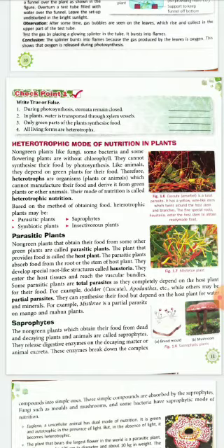Some heterotrophic plants depend on other plants and animals for nutrition. Such plants are known as parasitic plants. There are total parasitic plants and partial parasitic plants also. They have a root structure called haustoria, which they insert completely into the xylem and phloem vessels, that is the water and mineral vessel and food vessel of the plant.